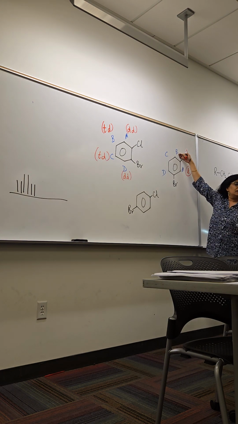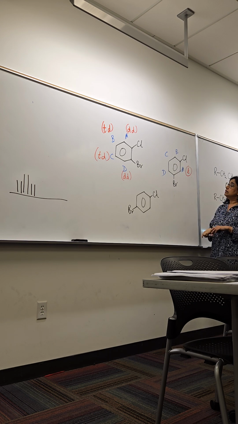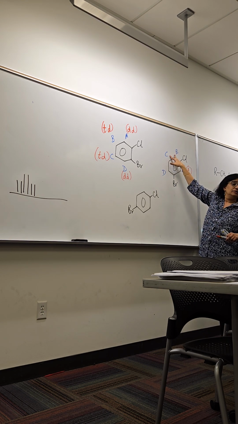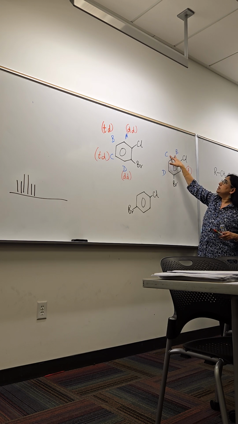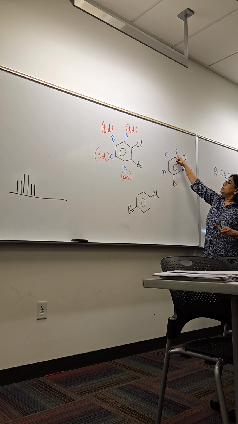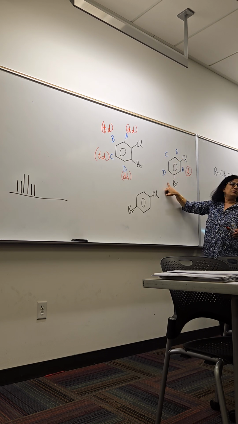Because A couples with B and D, but not C. How about B? Will B couple with C? Yeah. What would the multiplicity be for that? Doublet. Will B couple with A? Doublet. Will B couple with D? Yes. Do you expect A, B and D to be about the same?